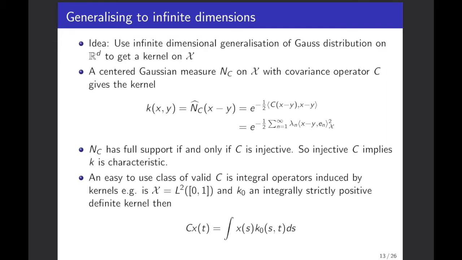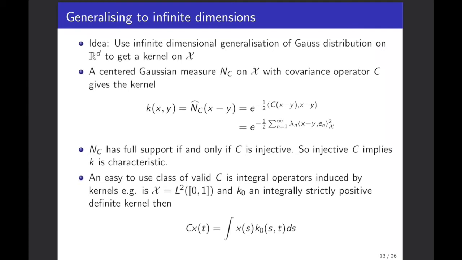What's interesting to note is that a covariance operator has a spectral decomposition. So these lambda ns are eigenvalues and the E ns are eigenvectors or eigenfunctions of the operator C. And E ns will form an orthonormal basis. The lambda ns are greater or equal to 0. And this measure has full support if and only if C is injective, which is also equivalent to these lambda ns all being strictly positive.